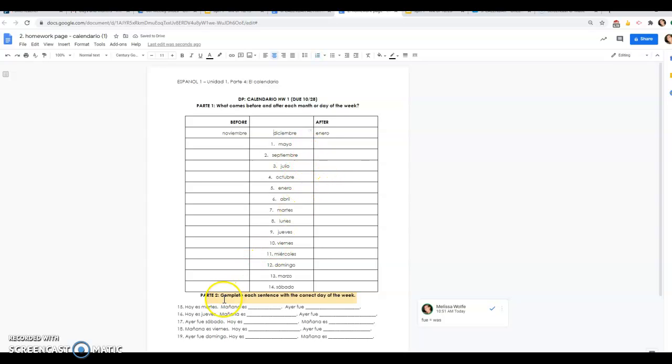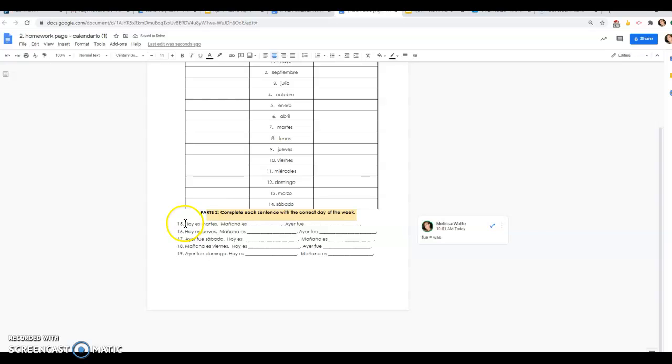And then down below on parte dos, it says, complete each sentence with the correct day of the week. But you need to read through the sentences because it's kind of like this one, both before and after, but you need to know a few things. So first, hoy es martes. Today is Tuesday. Mañana means tomorrow. So tomorrow would be Wednesday.